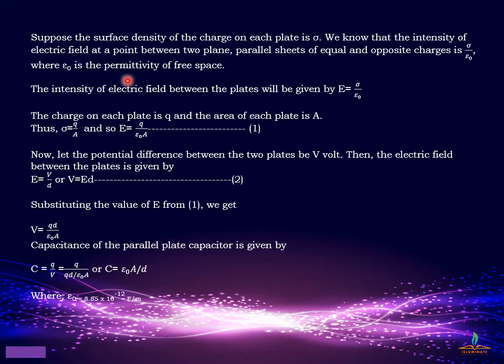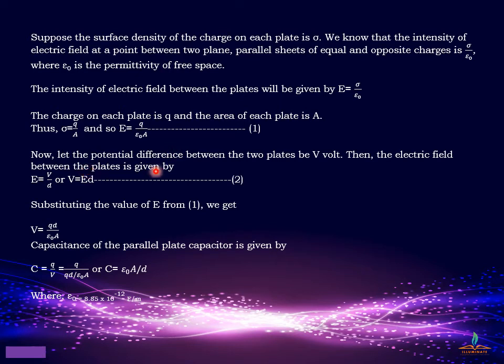How do we derive the formula for capacitance? First of all, consider the charge density to be sigma. We know that the intensity of the field between two parallel plates with equal and opposite charges is sigma by epsilon 0, where epsilon 0 is the permittivity of free space. So the electric field between the plates is E is equal to sigma upon epsilon 0. Sigma is equal to Q by A, so E is equal to Q by epsilon 0 A. This is your equation 1.